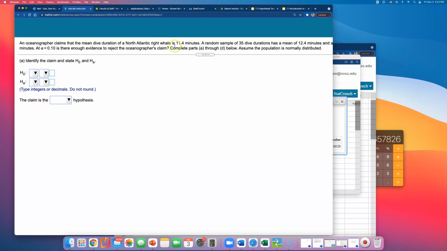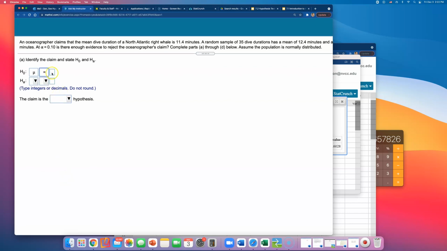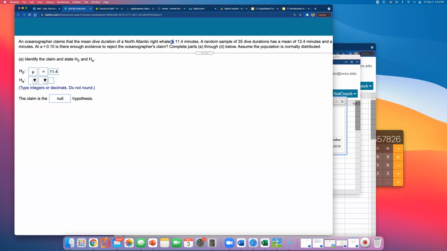An oceanographer claims that the mean dive duration of a North Atlantic right whale is 11.4 minutes. Now look, the word is. They're saying mu is equal to 11.4. So the claim being made is the null hypothesis because it is equal to, and whenever a claim has equal to, that makes it a null.